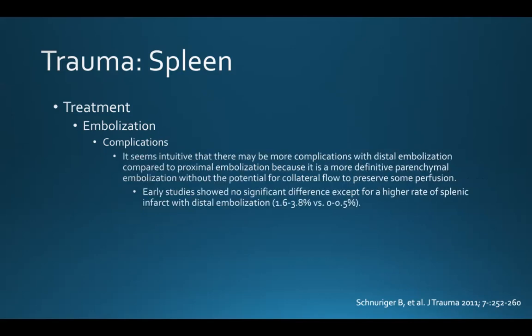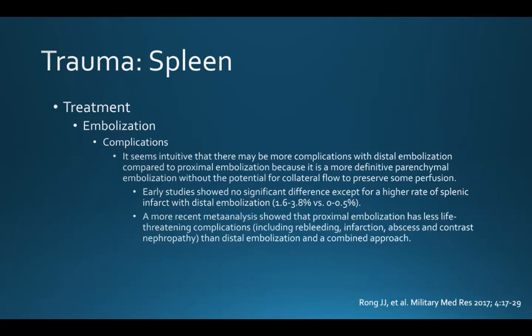It seems intuitive that there may be more complications with distal embolizations compared to proximal embolizations because there's no potential for collateral flow to preserve some perfusion. Early studies showed no significant difference except for a higher rate of splenic infarcts with distal embolization. A more recent meta-analysis showed that proximal embolization has fewer life-threatening complications, including rebleeding, infarction, abscess formation, and contrast nephropathy, than distal embolization and a combined approach.